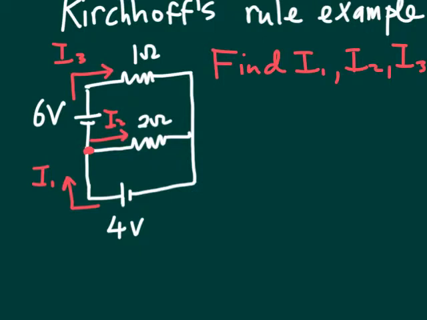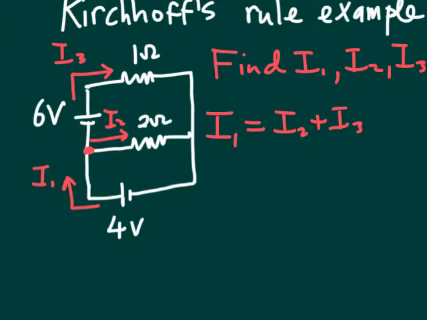So at this junction, we notice that of the three currents, I1 goes into the junction, I2 and I3 both leave the junction. Therefore, I1 equals I2 plus I3, because the junction rule says currents in equals currents going out of the junction.